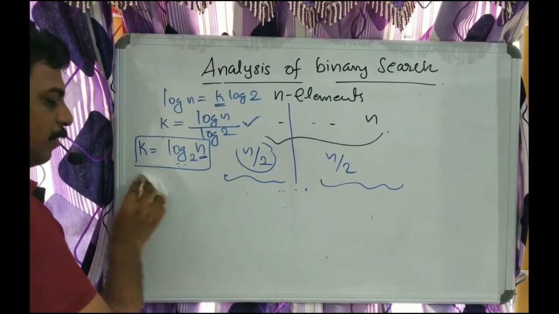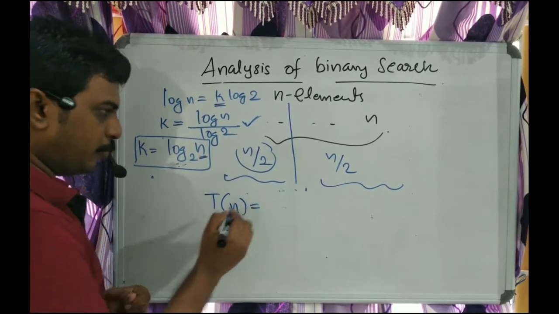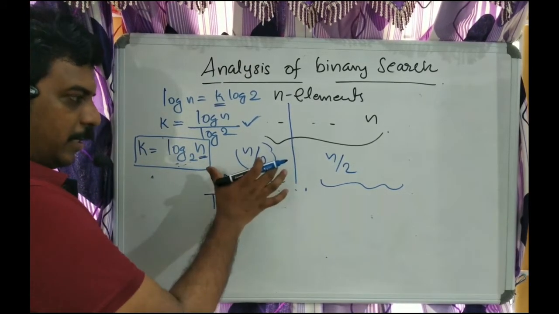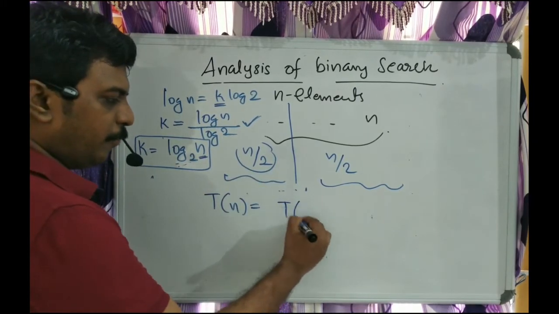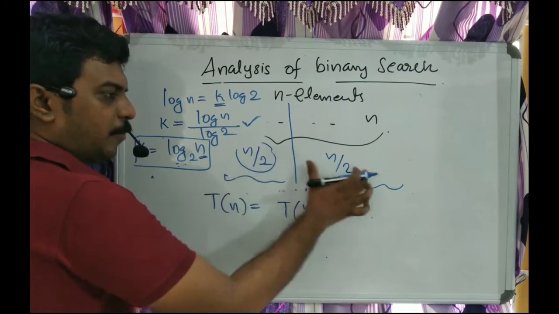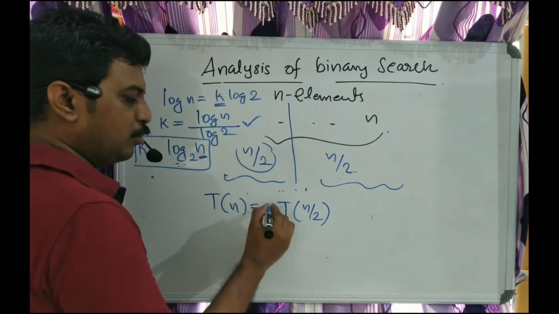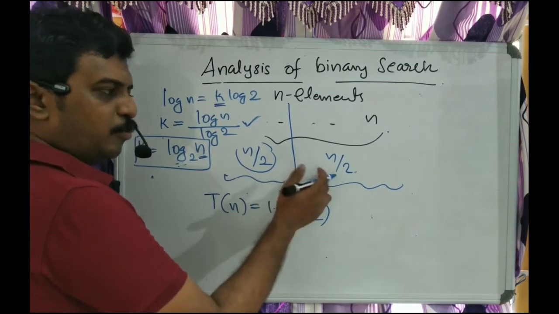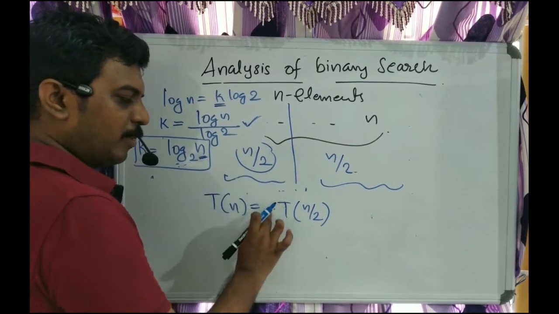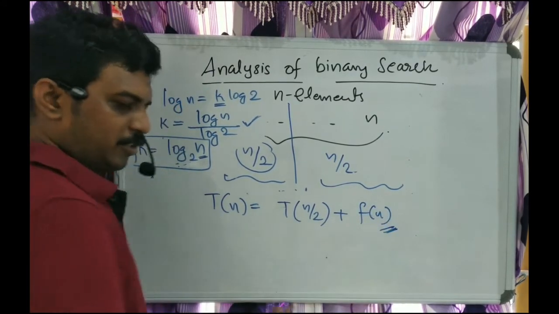Then how can you form the recurrence equation? I can form it as t of n equal to t of n by 2. In each iteration, the array size is reduced to n by 2. When we have an array of two halves of size n by 2 but we are only taking one half, we take only 1 into t of n by 2. If we were taking both halves, we would have 2 into t of n by 2, but we are only taking one half, so I am simply writing t of n by 2 plus some f of n. This is a non-recursive cost.